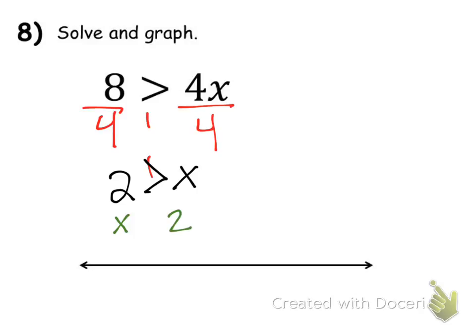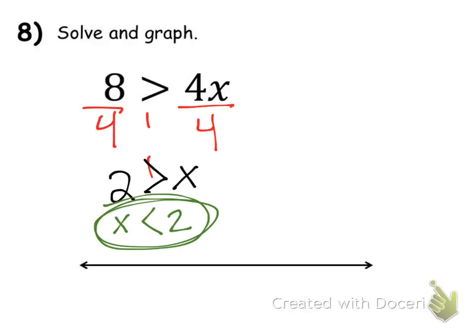So the big mouth of my symbol is eating the 2. What should it be eating now? The 2. The 2 was bigger. The 2 is still bigger. You're just writing it with the x in the front. You didn't multiply by a negative. You didn't divide by a negative. You're not changing any of the values. You're just rewriting the direction that it's written, or the order that it's written in.